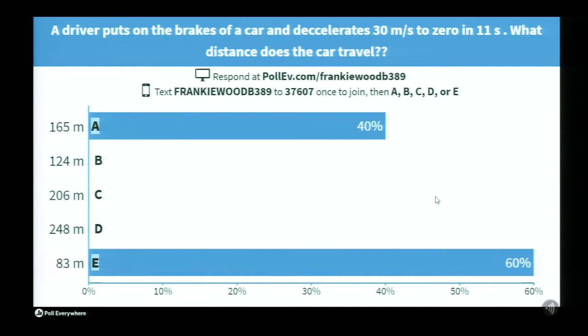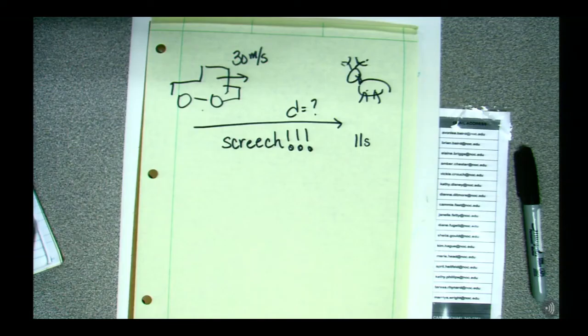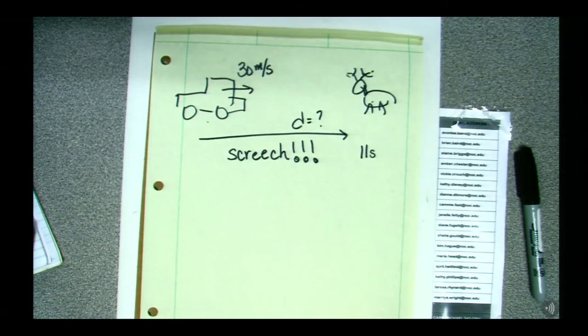Okay, we ready? We got two predominant answers here. Let's look at the situation. It's actually a practical situation. 30 meters per second is about 70 miles an hour. And most of us have had this happen to us. We've seen a deer out there and we hit the brakes, right?